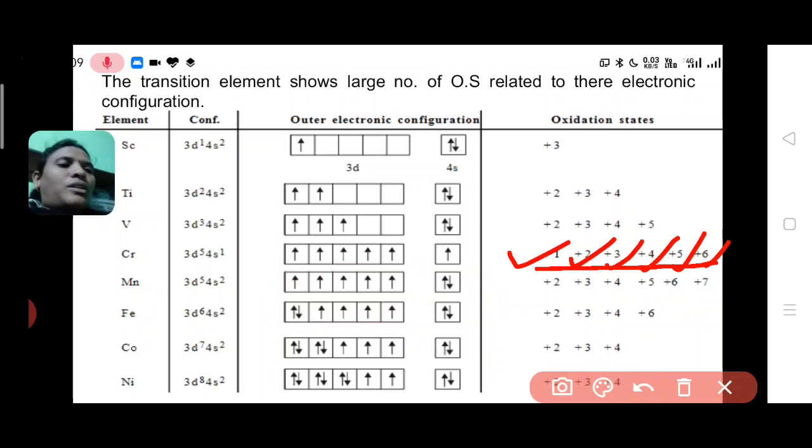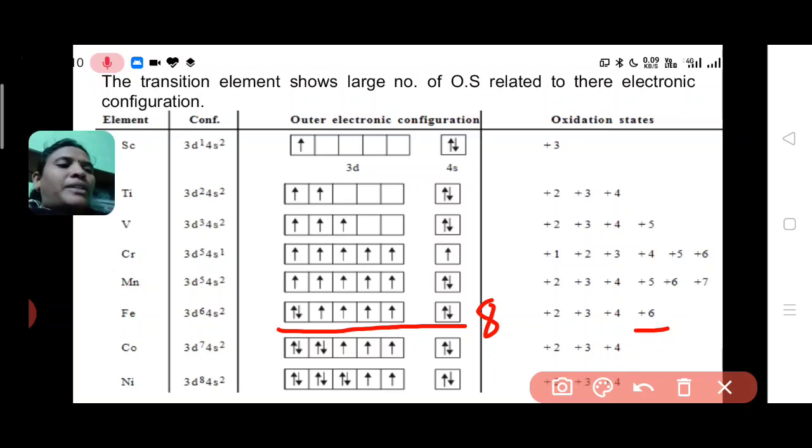So there are a total of 6 electrons in the d orbital and 2 electrons in the s orbital. So there are 8 electrons in total, and manganese shows a maximum oxidation state of +6 because this pair of electrons cannot be loosened by Fe. So that's why Fe can acquire a maximum +6 oxidation state along with +2, +3 and +4.